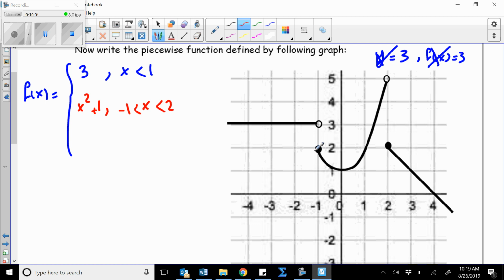I have a closed circle here, so I'm going to write an equal sign here, and an open circle, so I leave this as it is. The third piece of the function is a linear function. We know that the equation for a linear function looks like y equals mx plus b. This is the general form, and m is the slope, which is rise over run. So I can easily find that.